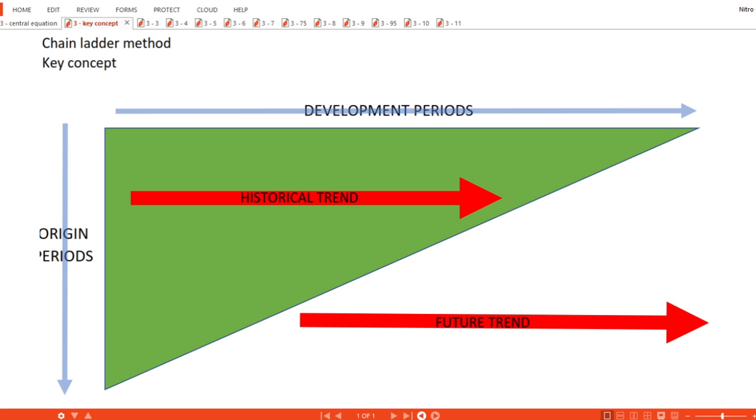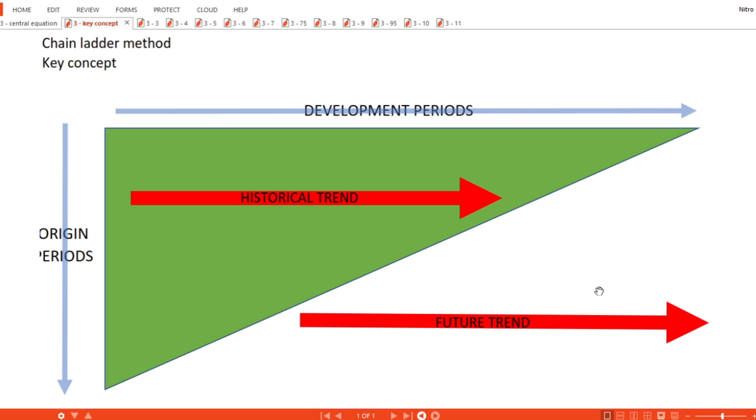The key concept behind the chain ladder method is that there is a true but unknown development pattern for the segment we are modelling, and we're going to analyse our historical data to estimate that pattern. We'll then project that pattern forward to derive the future development of claims all the way up to the ultimate position where the policy life cycle is complete for this segment.